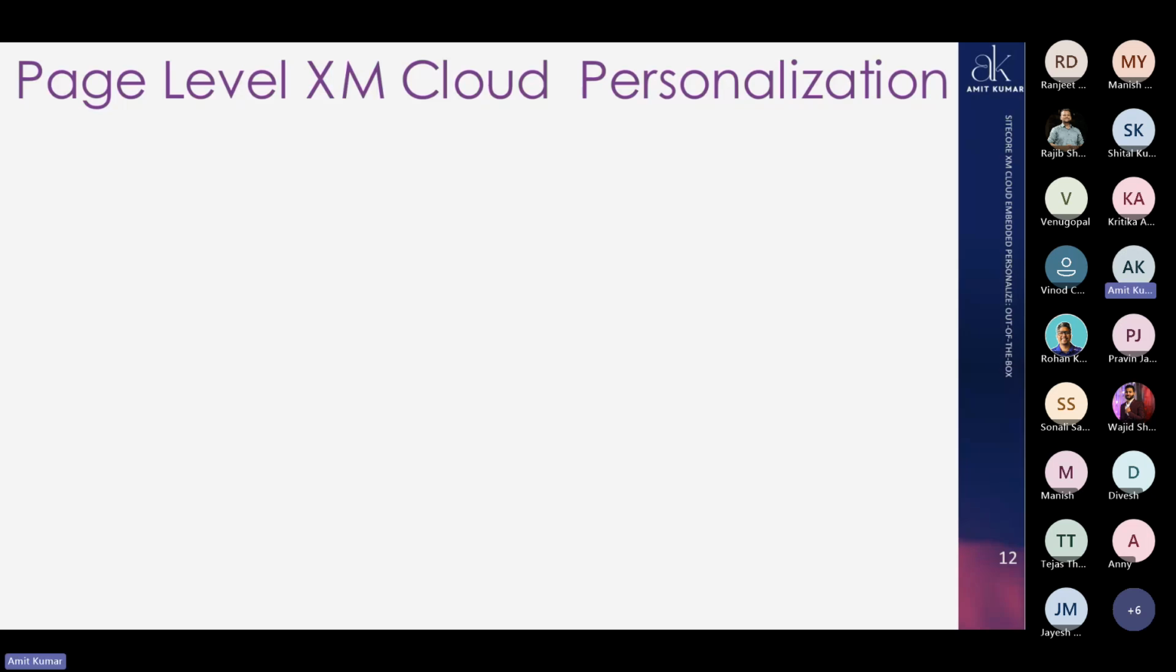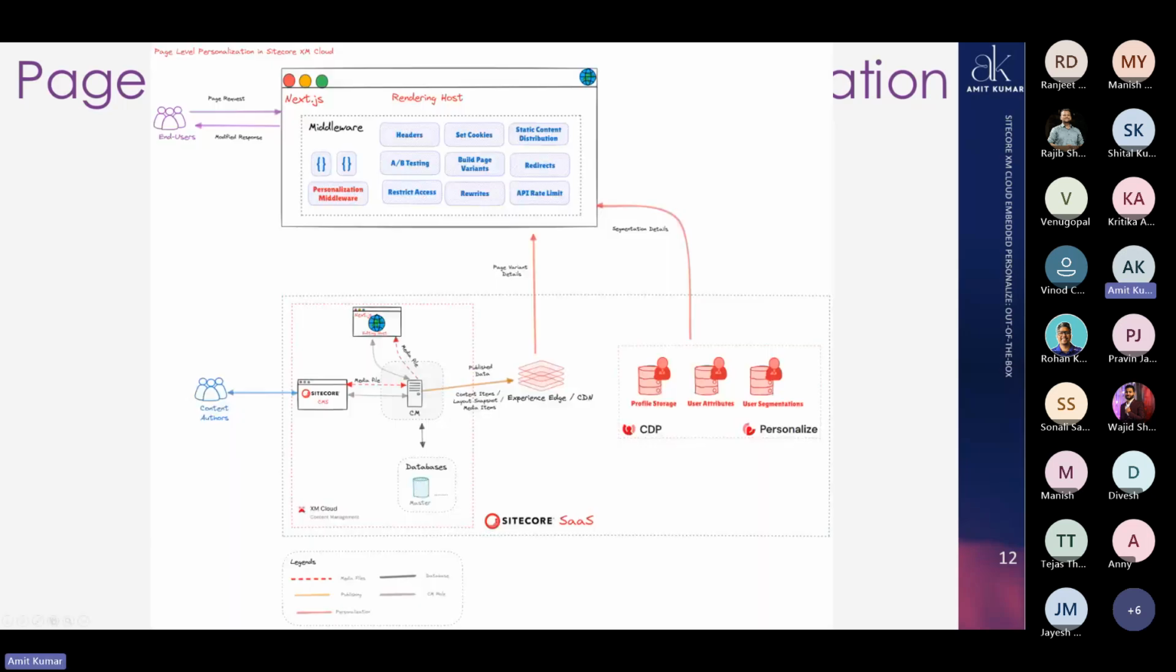So how is the page level personalization happening? For example, this is the end user and this is your rendering host, where you have the header, footer, A/B testing and everything. You have all sorts of middleware, right? And also when you are using the XM Cloud SDKs, there is a very important component called a personalization middleware.